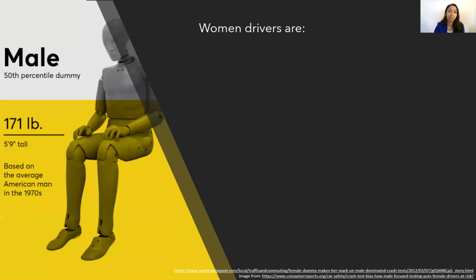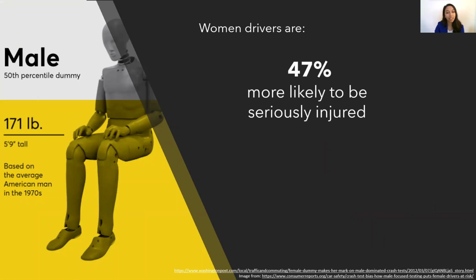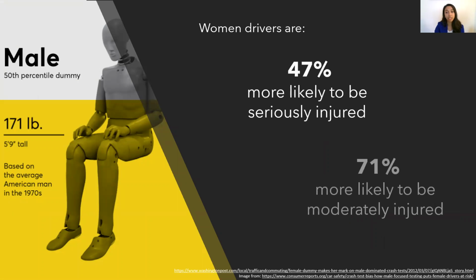Women drivers involved in car crashes are 47% more likely to be seriously injured than a man, and 71% more likely to be moderately injured. Even when factors like height, weight, seatbelt usage, and crash intensity are controlled for, she is 17% more likely to die, based on statistics from the National Highway Traffic Safety Administration. This is because crash test dummies have been modeled after the 50th percentile male for decades.